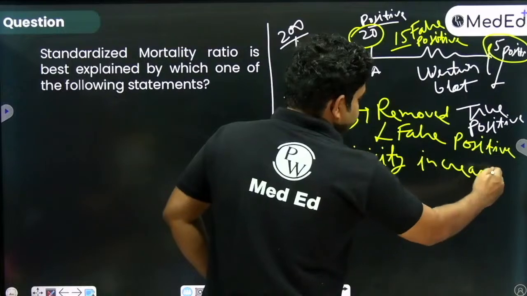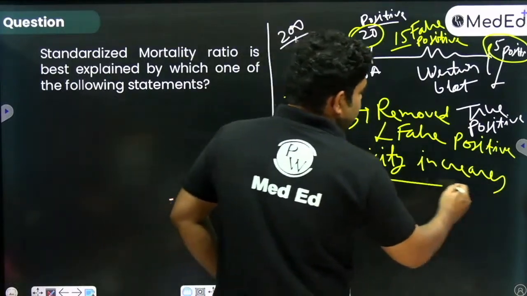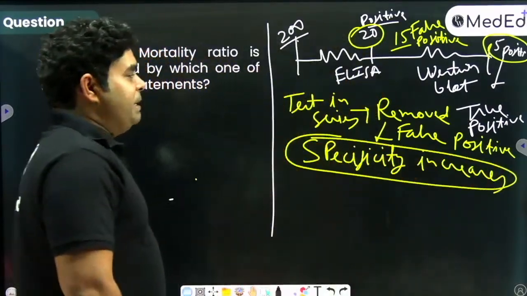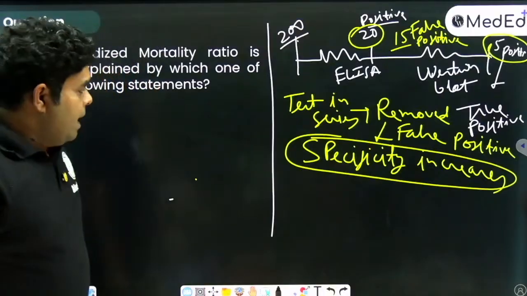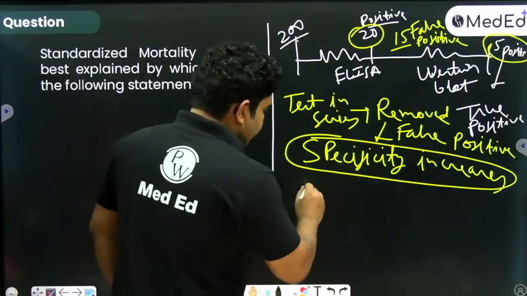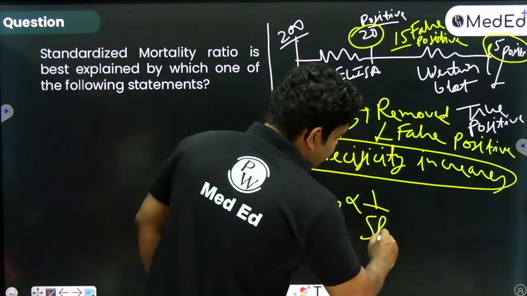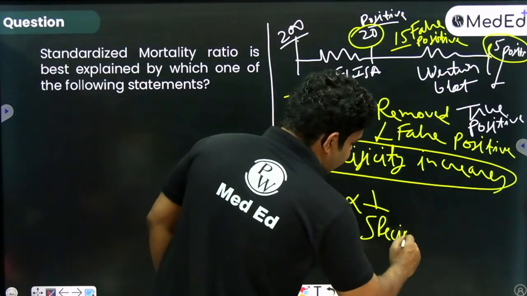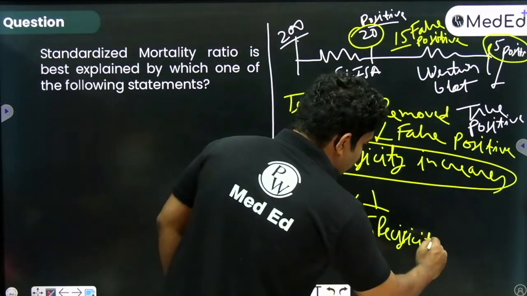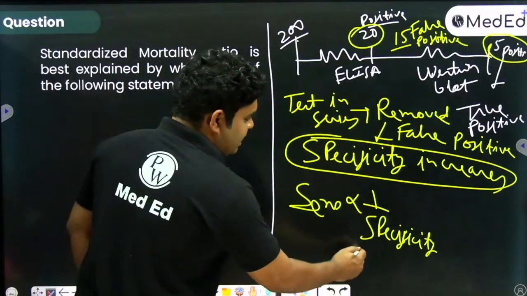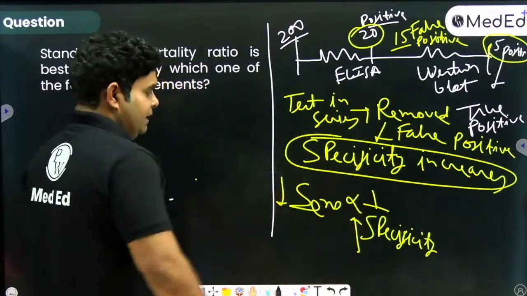Specificity increases. So do remember, when we do test in series, specificity will increase. And there is an association. This simple formula can help you in telling about other things. I hope you know sensitivity and specificity are inversely proportional. So if specificity increases, sensitivity will decrease.